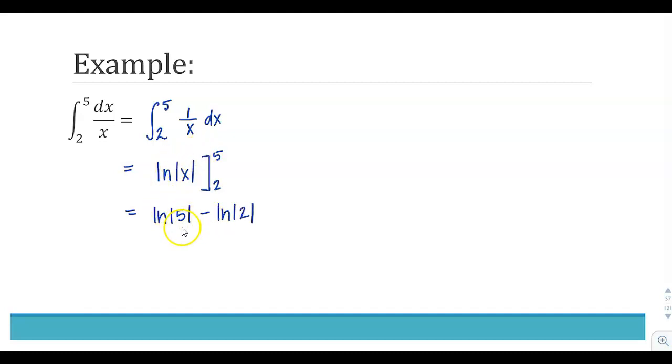But we can do some further simplifying here. So first, absolute value of 5, well that's just 5, and absolute value of 2 is just 2. But our properties of logs say that because I have natural log on each of these with the same base and they're being subtracted, I can turn this into 1 logarithm of a quotient, natural log of 5 over 2.